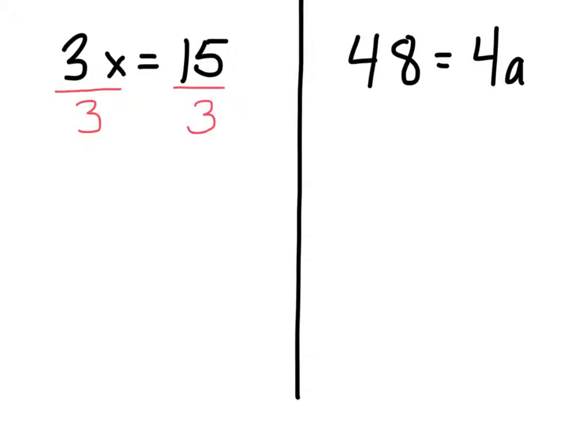When we divide by 3, what is 3 divided by 3? That is basically 1. So we could write it as 1x is equal to 15 divided by 3, but we don't have to have that 1 there, so we could just leave it as x. So x is equal to whatever 15 divided by 3 is. So 15 divided by 3 is equal to 5. So our answer is x is equal to 5.